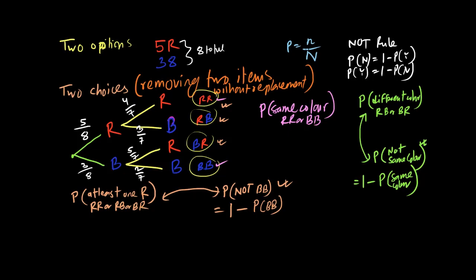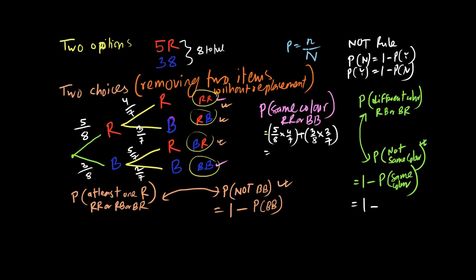And then, what we can do is, red and red is going to be 5 by 8 into 4 by 7, or 3 by 8 into 2 by 7. So that is the probability of the same color. Now in case of different color, I'm going to go with not same color, so that will be 1 minus the probability that we found over here.